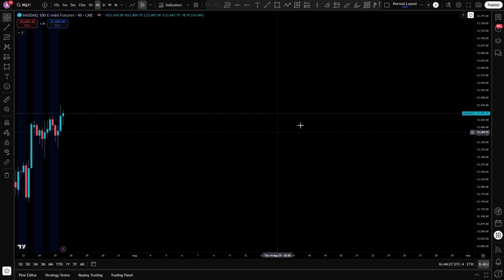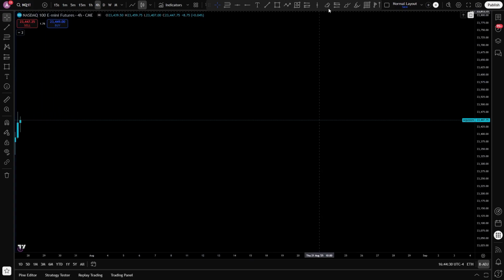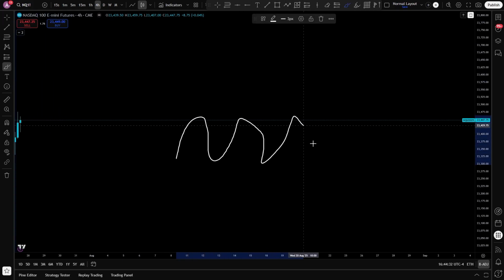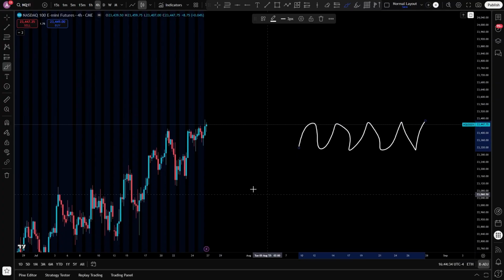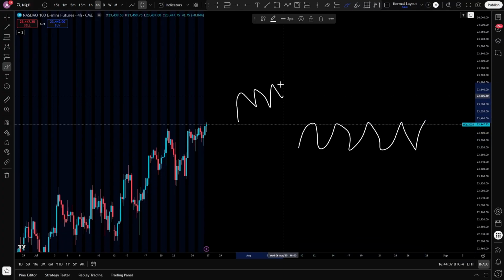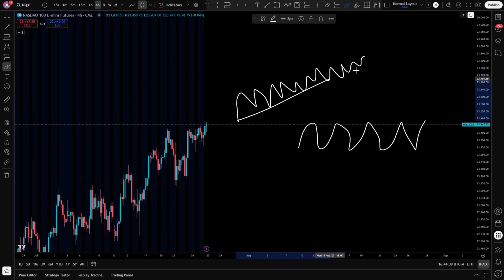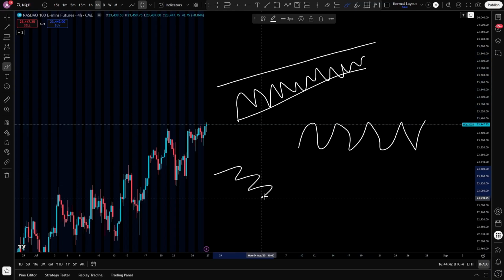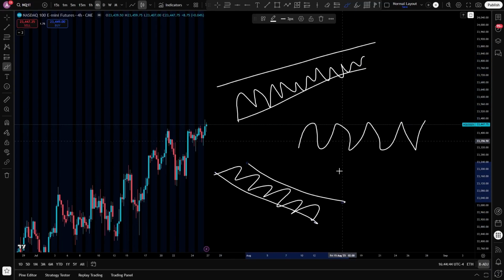Okay, so basically, consolidation simply means that price is moving just like this. It's not making any moves, or maybe the moves are slower. So for example, it moves up, but it's like this. This is another consolidation, or it moves like this. Very slow downward movement, back and forth.